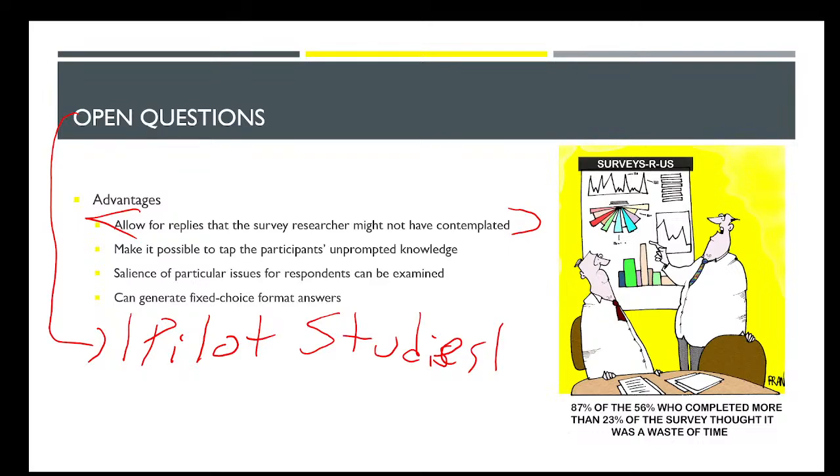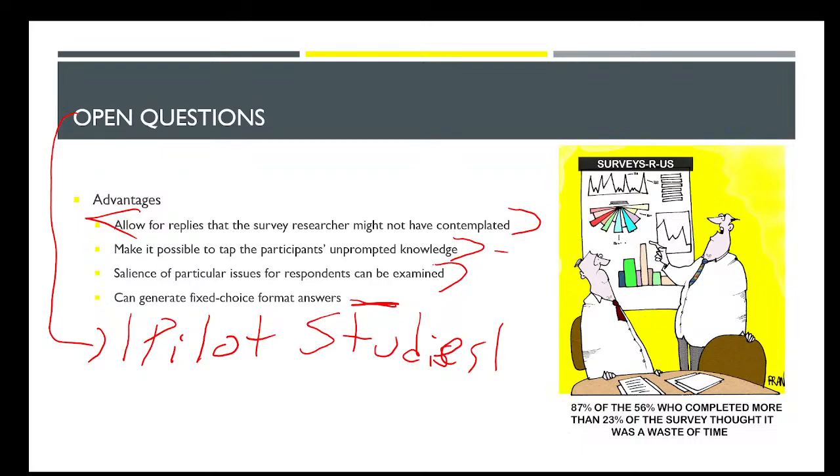Open data can be really useful because it can allow people to tell you what they know, right? So it makes it possible to tap unprompted knowledge. What would people tell you if you just let them speak? They might tell you all sorts of things about their attitudes on religion or the University of Alberta or whatever your topic happens to be, loneliness, right? From that, you can examine the salience of responses, like how important is it to them? And you can then use that later to generate fixed choice format questions, or closed questions. So in a pilot study, it's really useful to let people talk openly.